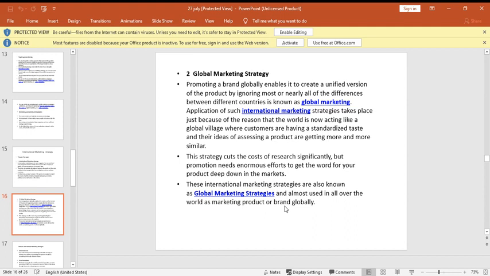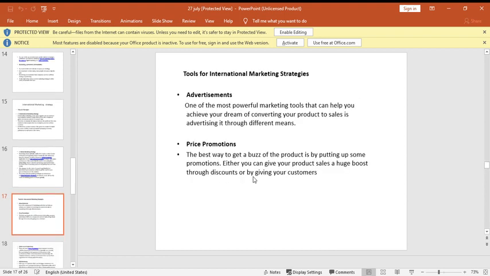That means whatever product you buy in America or Australia, that same product is going to be available in our market also. This strategy cuts the cost of research significantly, but promotion needs enormous efforts to get the word for your product deep down in the markets. These international marketing strategies are also known as global marketing strategies and are used all over the world for marketing a product or brand globally.